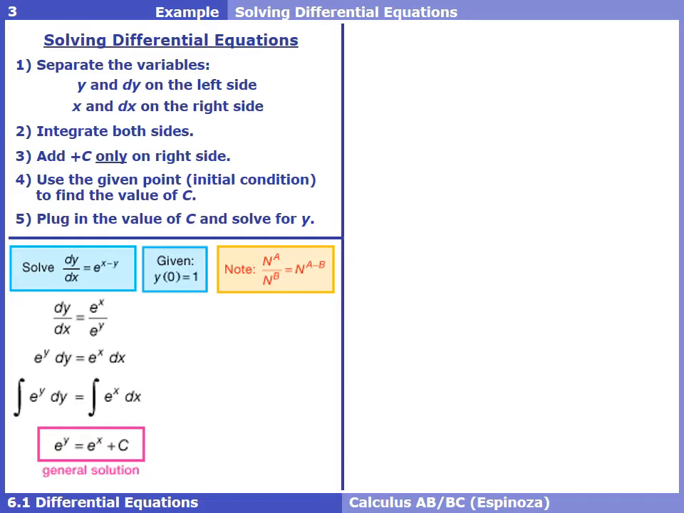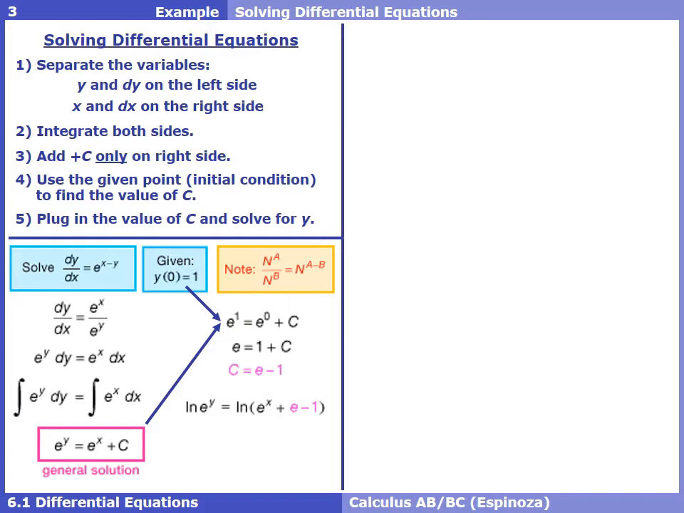Step 4 is we're going to use that given point, the initial condition, to find the value of c. If we plug in 1 for y and 0 for x, we'll get e is equal to 1 plus c, and that means c is equal to e minus 1. So if we want to find our particular solution, we need to plug in that value of c. And while it doesn't look very simple, that's our value of c, e minus 1.